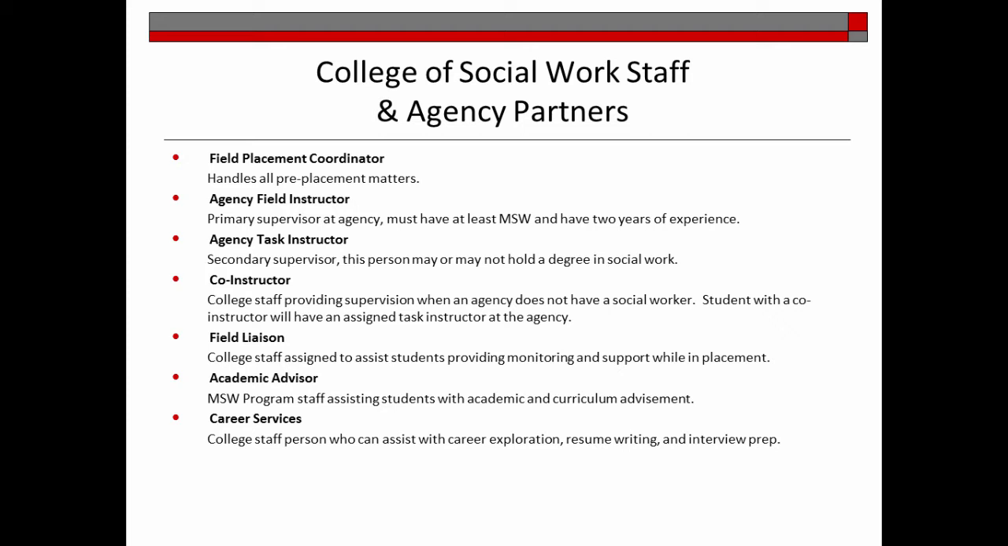The agency field instructor is typically going to be your primary point person at the agency. To be considered a field instructor, you have to have at least an MSW and be 2 years post. You might not have a social worker at your agency, and that would mean that you have an agency-identified task instructor. This person does not hold a social work degree, but would still be doing that ongoing providing of supervision, assigning tasks, and evaluating you. You also might have a secondary supervisor at your agency that may or may not be a social worker, and they may be identified as your task instructor.